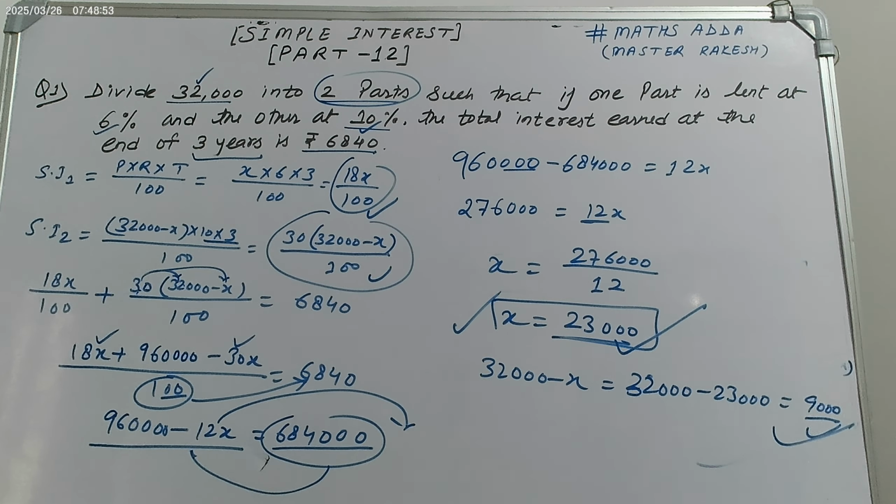So this is the answer for this. Thus one part is 23,000 rupees and the other part is 9,000 rupees. So this was all about this question.